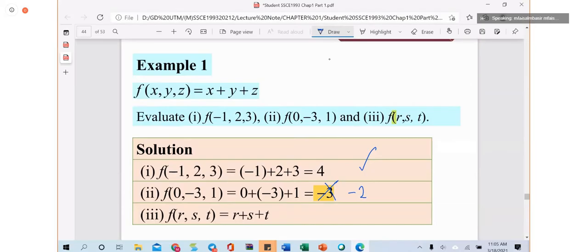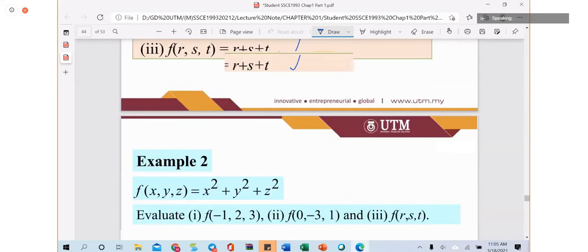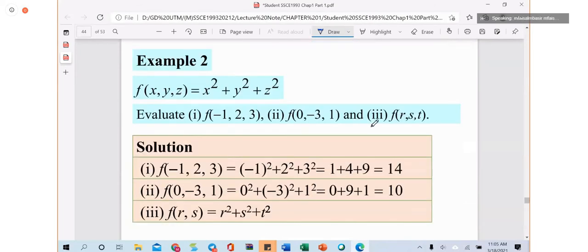So for r, s, t, it is r plus s plus t. Then on (-1, 2, 3) means negative 1 squared, 2 squared, 3 squared: 1 plus 4 plus 9 will be 14. And for (1, 0, 3), 1 plus 0 plus 9 will be 10.